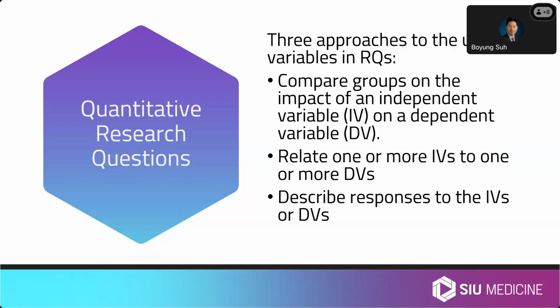Three possibilities. Either first, you want to compare groups on the effect of an independent variable on a dependent variable, such as a new intervention in education and student performance. Or you want to relate one or more independent variables to one or more dependent variables, such as social support, career coaching, and people's performance, satisfaction, or wellness. Or we're describing responses to the independent variables and dependent variables. We'll see examples for that.